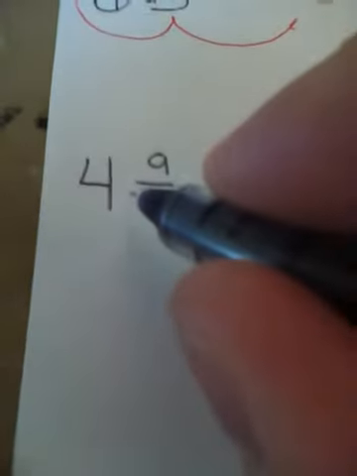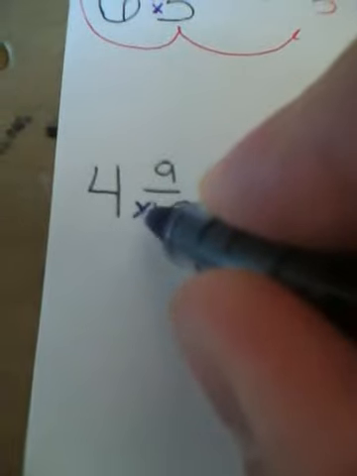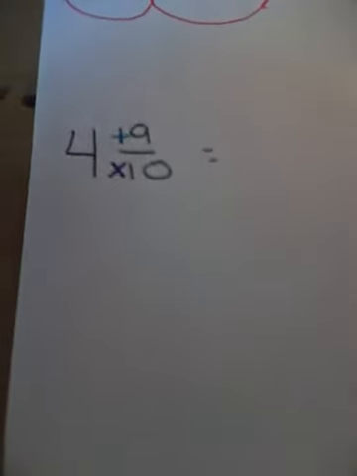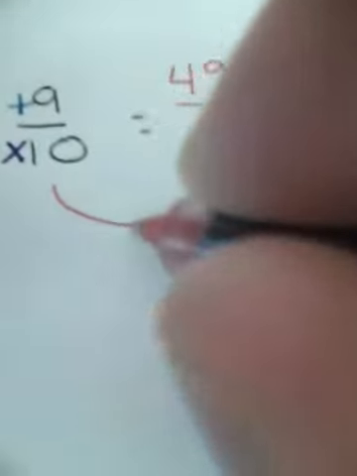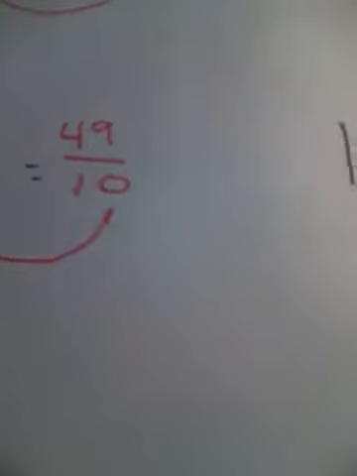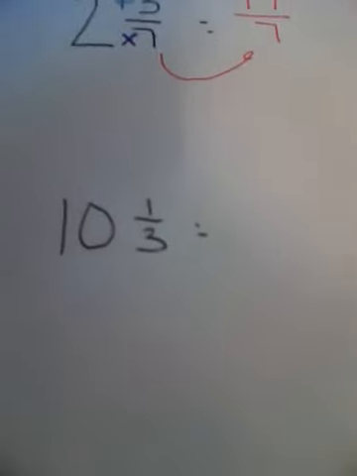Another example of this, I have 4 and 9/10. I take my denominator, times it by my whole number. I then am going to add to that product my numerator. So I go 4 times 10 is 40, plus 9 is 49. So I have 49. The old denominator comes with us, so I have 49/10.